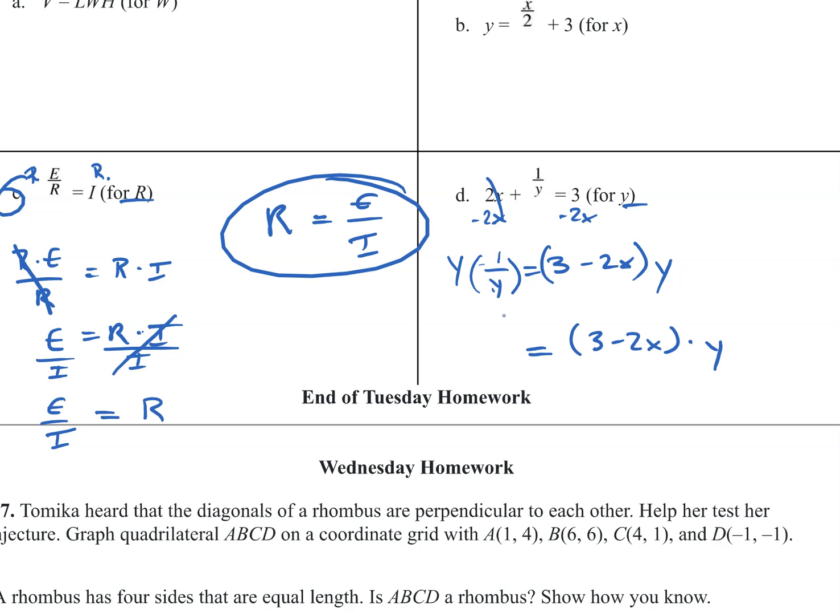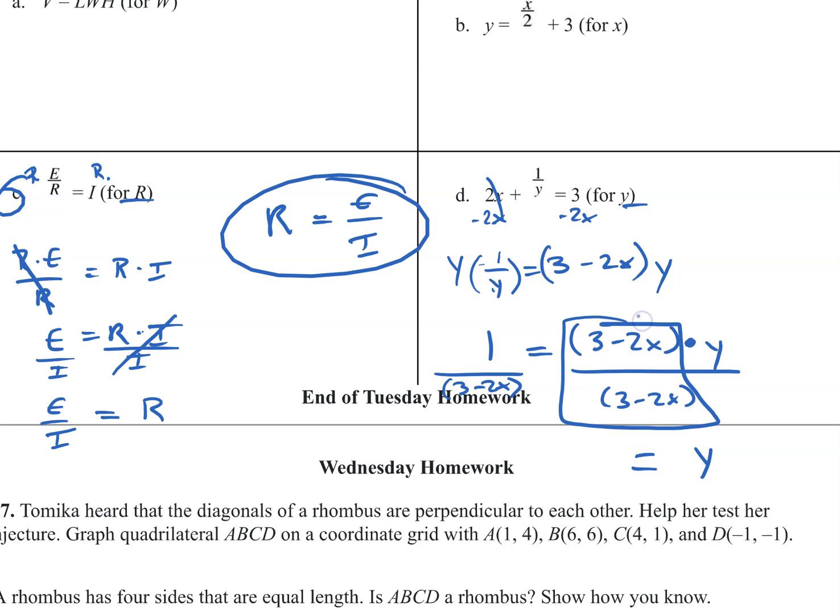Y divided by y is 1. Now to solve for y equals, I need to divide the right-hand side by 3 minus 2x. I can undo this times sign right here by dividing. So this whole thing turns into a giant 1. Any expression divided by the same expression is just 1. So y is 1 over 3 minus 2x. That one was a little tricky.